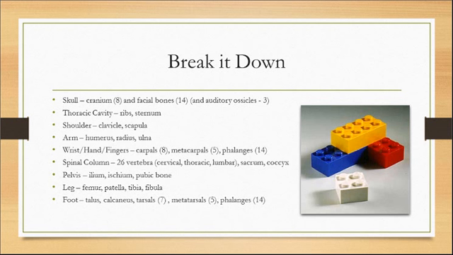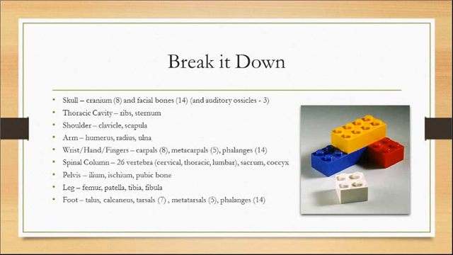The spinal column, 26 vertebrae now in all. It can be divided into cervical, thoracic, and lumbar regions, and then attached to the end of that, we have our sacrum and coccyx. Our pelvis is made up of an ilium, ischium, and pubic bone. The leg can be made up in terms of our thigh bone, which is our femur, our patella, which is our kneecap. Our tibia and fibula are our lower leg bones.